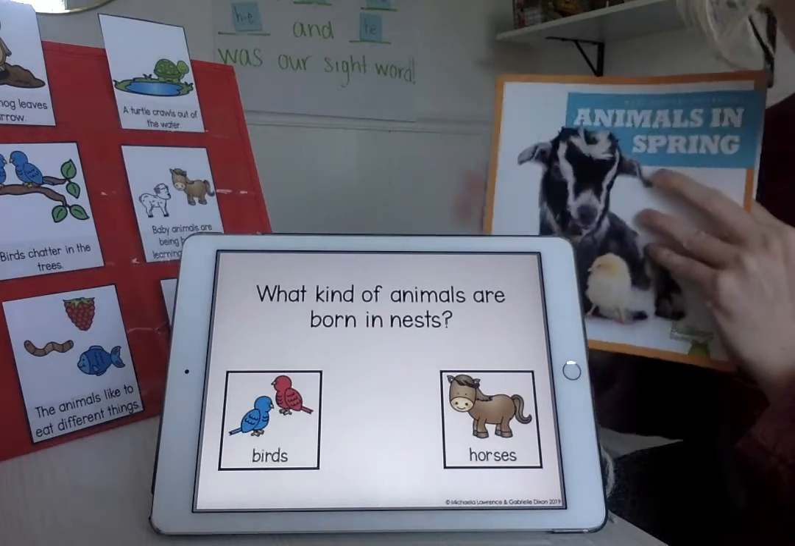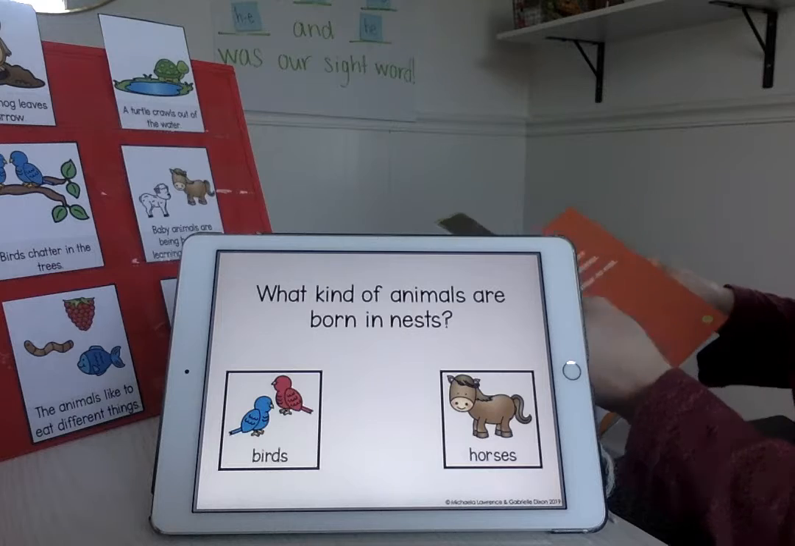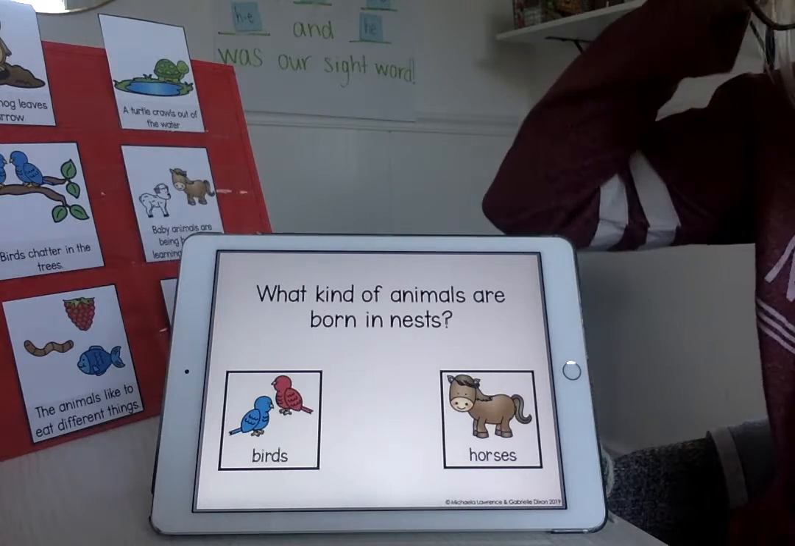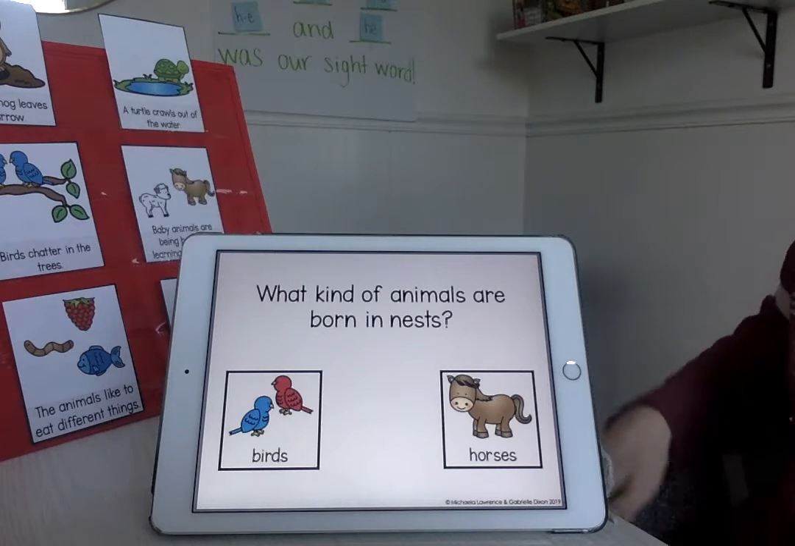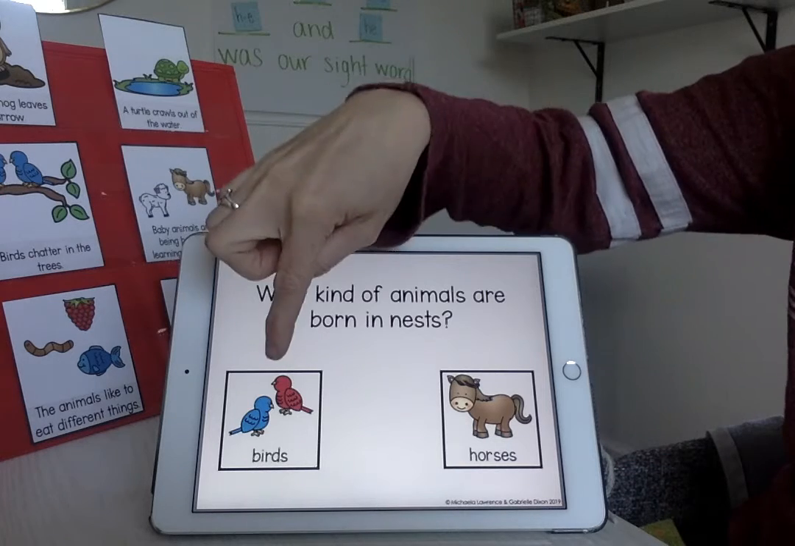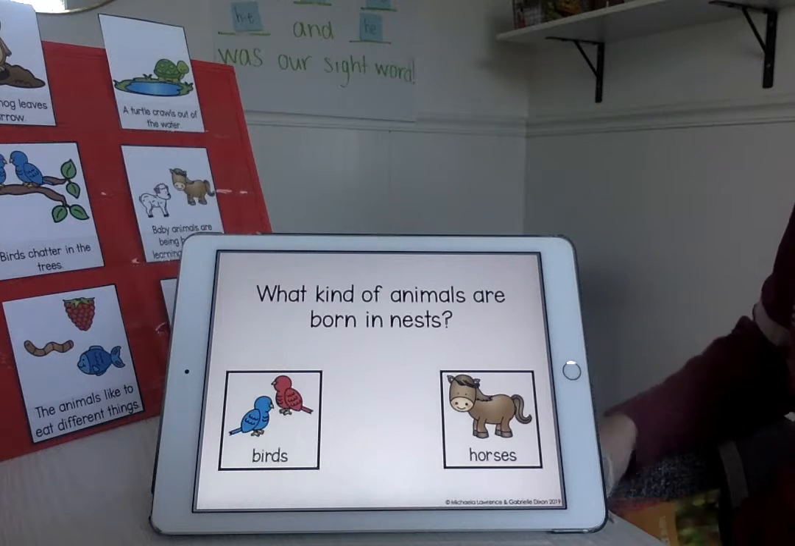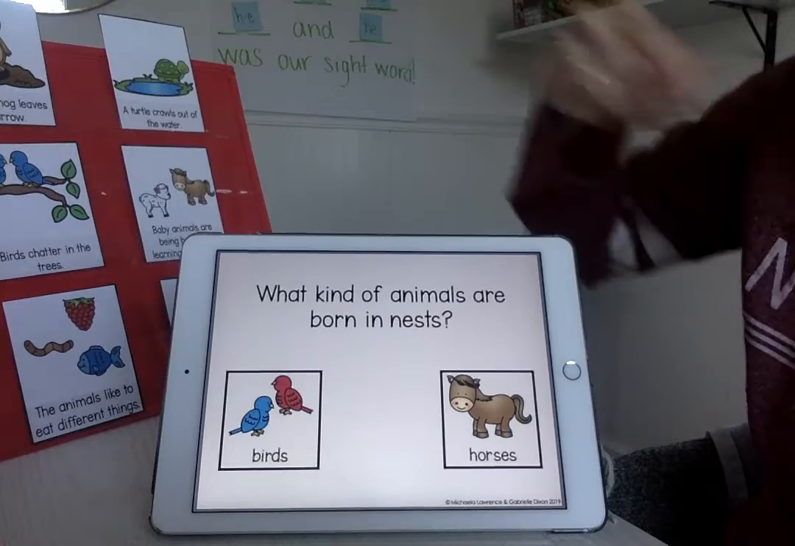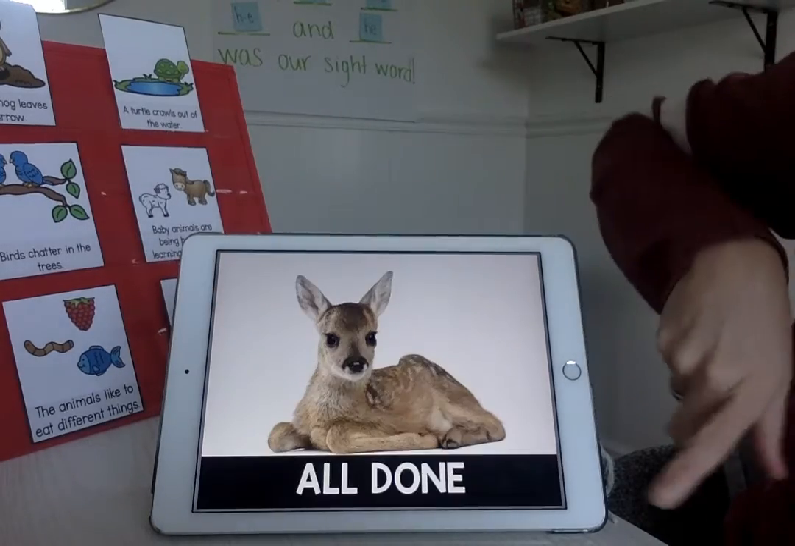What kind of animals are born in nests? So this one wasn't exactly in the story, so let's just try and think about it. What kind of animals are born in nests? Would it be birds or horses? Birds. Very good. A nest in a tree.